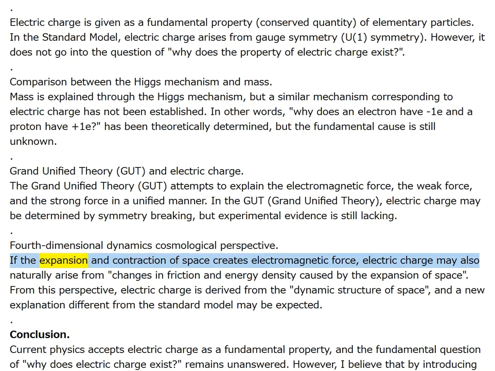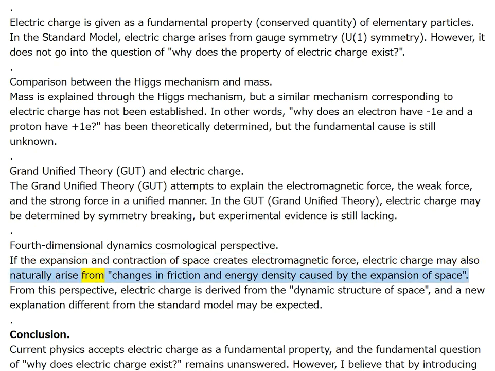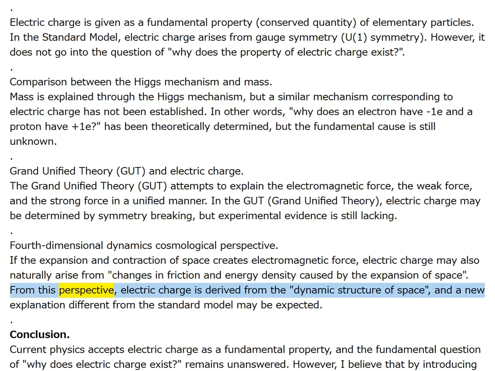Four-dimensional dynamics cosmological perspective. If the expansion and contraction of space creates electromagnetic force, electric charge may also naturally arise from changes in friction and energy density caused by the expansion of space. From this perspective, electric charge is derived from the dynamic structure of space, and a new explanation different from the standard model may be expected.